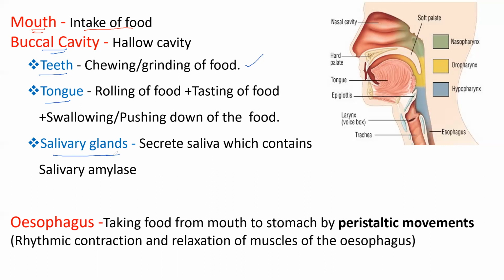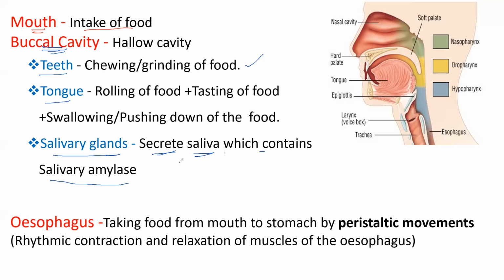Then salivary glands. Salivary glands are the glands which are present below our tongue. They secrete saliva, which contains salivary amylase. These are all present in the buccal cavity or the oral cavity.